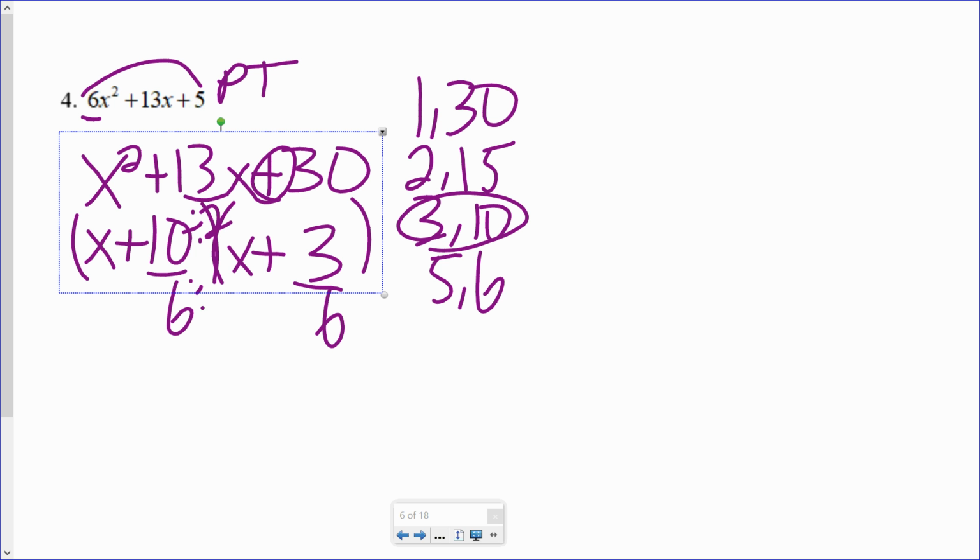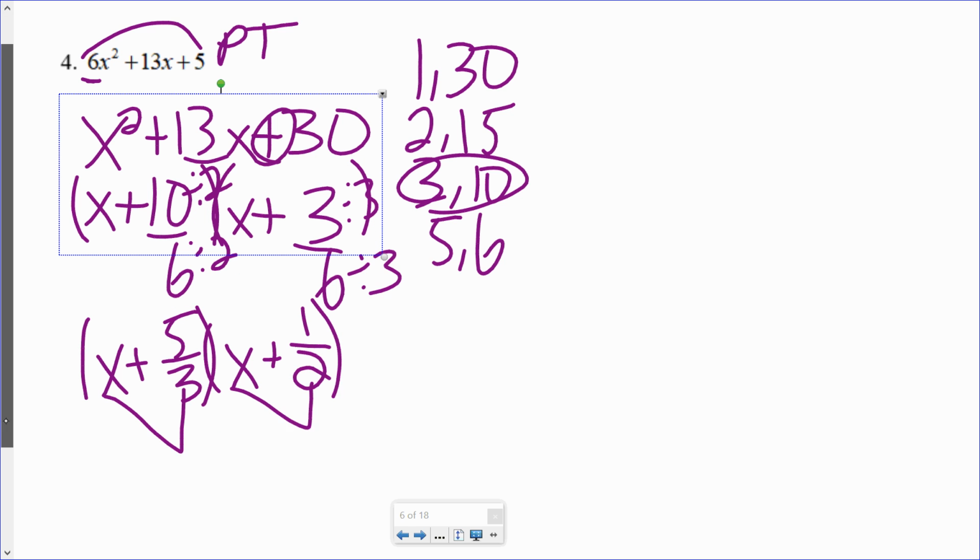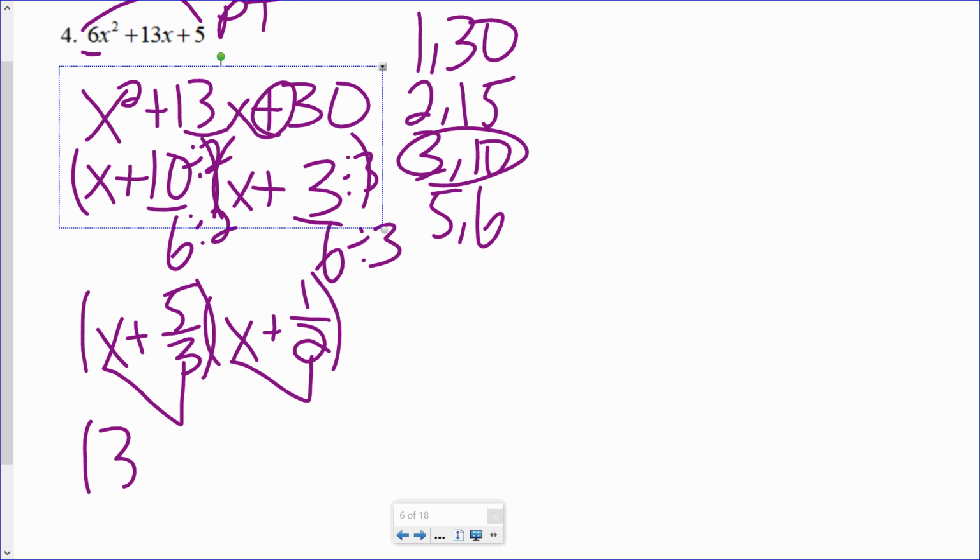I can take a 2 out of both of those. That becomes 5 over 3. I can take a 3 out of both of those. That becomes 1 over 2. Now, I put the denominator in front. And I got 3x plus 5 and 2x plus 1.